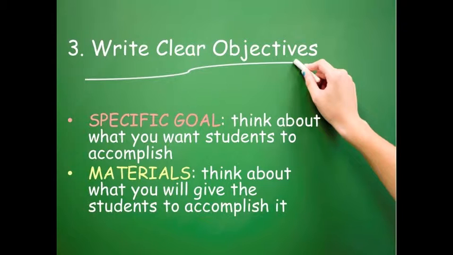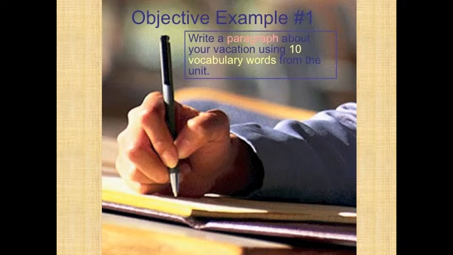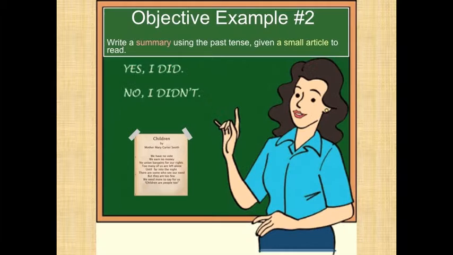Now, here are 3 examples of clear objectives. Notice that the specific goal is highlighted in pink, while the materials are highlighted in yellow. Number 1. Write a paragraph about your vacation using 10 vocabulary words from the unit. Notice that the goal has a discrete number of words here, and that the material comes directly from the textbook itself.